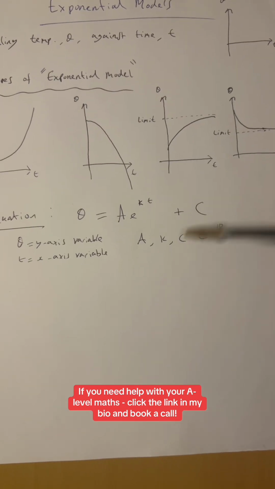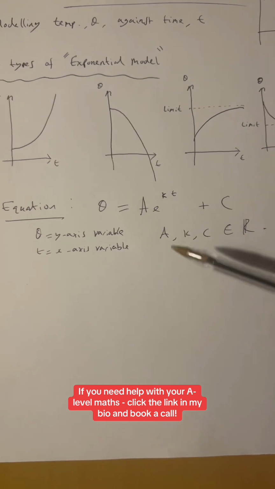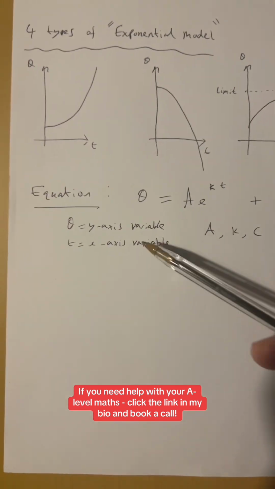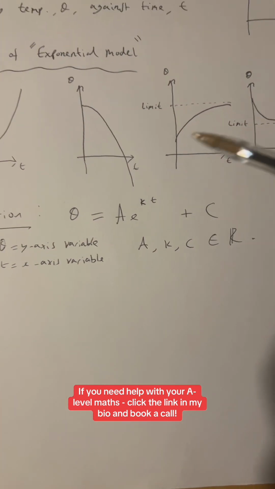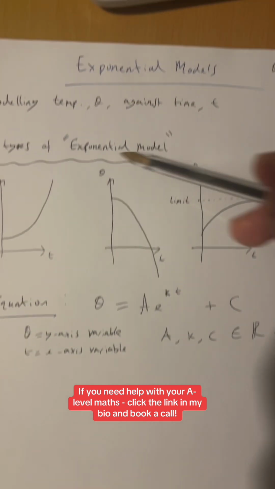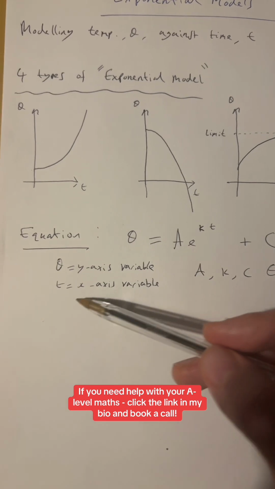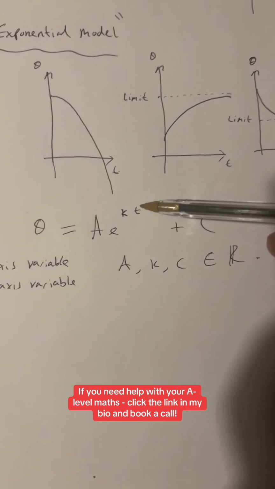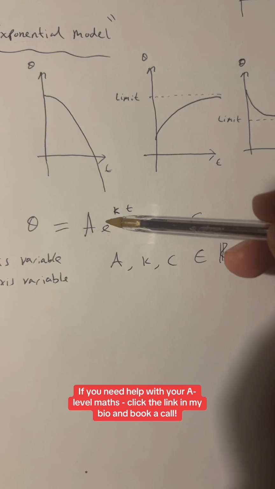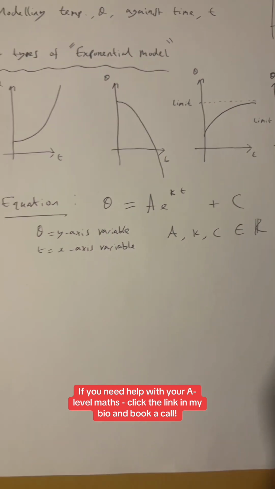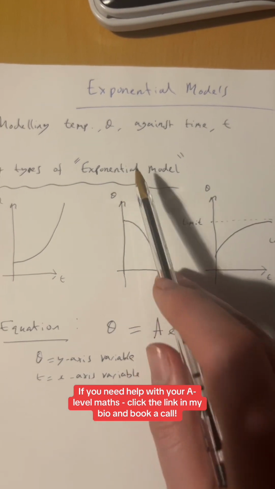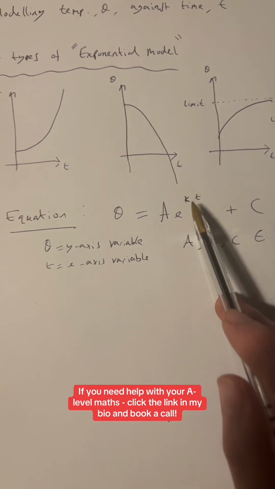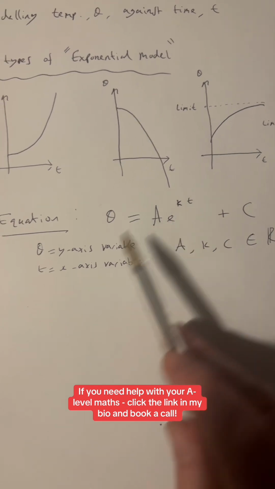Now, the key thing with these exponential models is that we have two variables, okay? We've got the y-axis variable, theta. We've got the x-axis variable, t. Now, the key important thing with an exponential model is that that x-axis variable must be in the power. It must be in the power of e, right? So if that t was like down here, instead of the e, it would not be an exponential model. An exponential model needs the variable in the power. So it needs the independent variable in the power, in this case time.